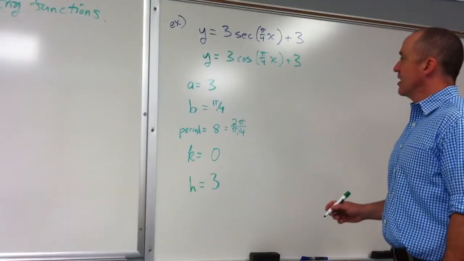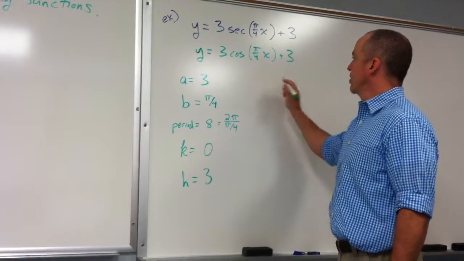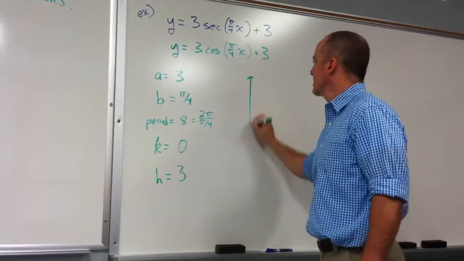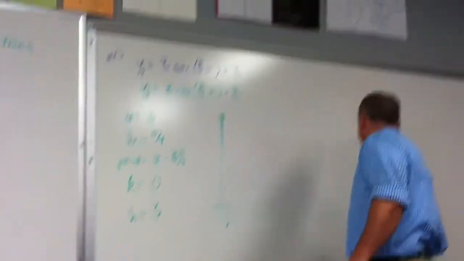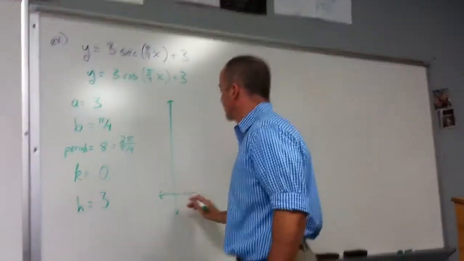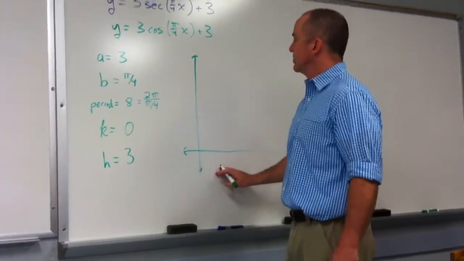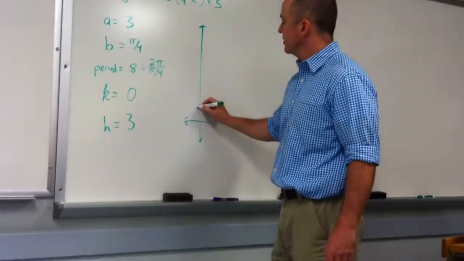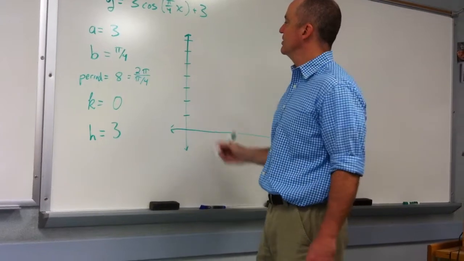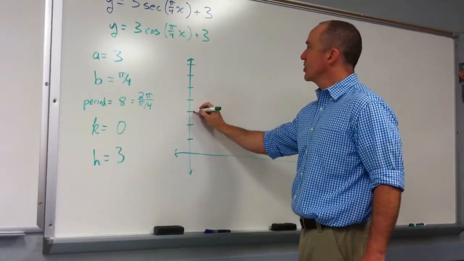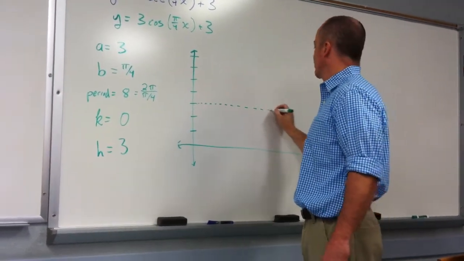Alright, so now I'm going to graph the cosine. If I'm just going to do one period in quadrant 1, it doesn't look like I'll need to go negative at all. Okay, so my sinusoidal axis, 1, 2, 3, 4, 5, 6, at least 7. I'll show you why in a sec. The sinusoidal axis is y equals 3, correct?